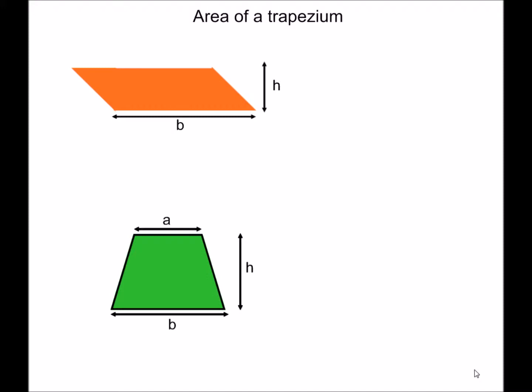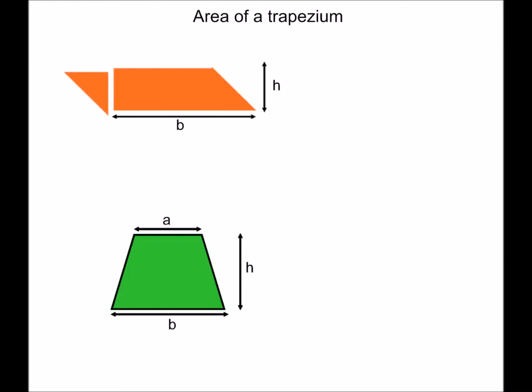Here we've got a parallelogram, and I want to know what the formula for the area of the orange parallelogram is. So the first thing to spot is I can change my parallelogram into a rectangle by taking one of the corners and cutting it off and putting it on the other side. I know that the area of a rectangle is length times width. Here I've called the length b and the width h. So the area of this rectangle is b times h.